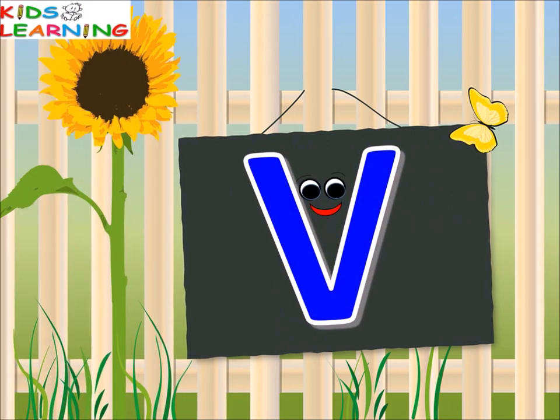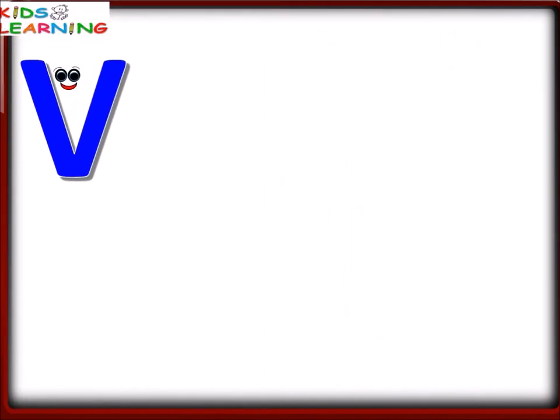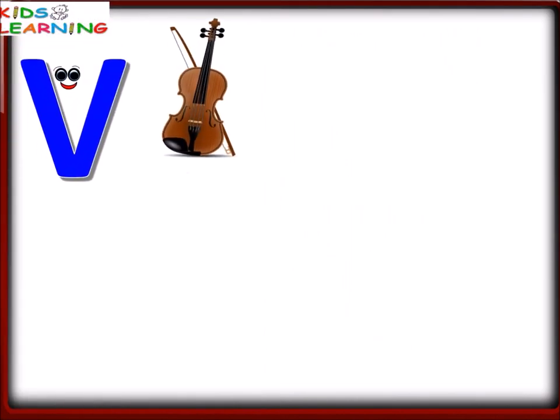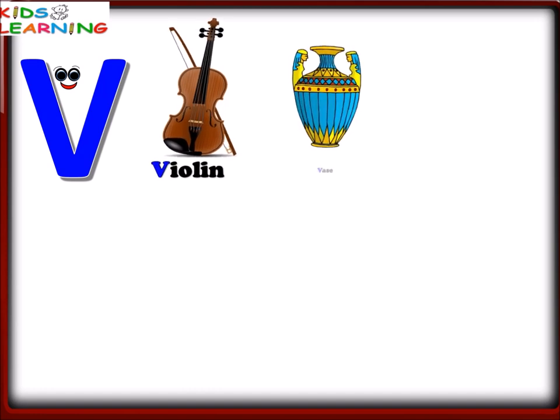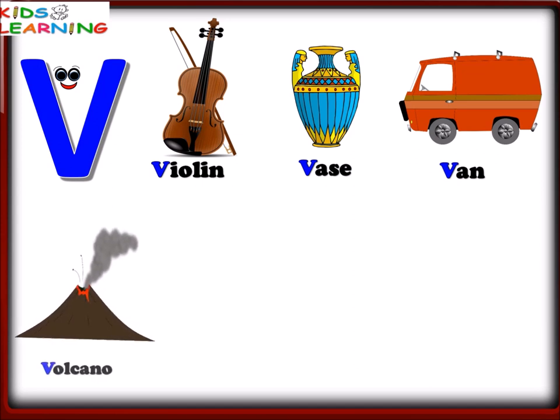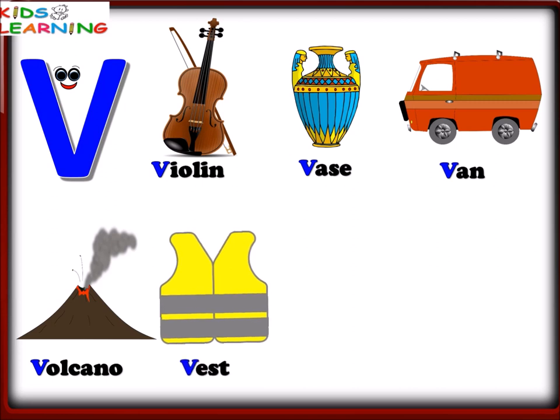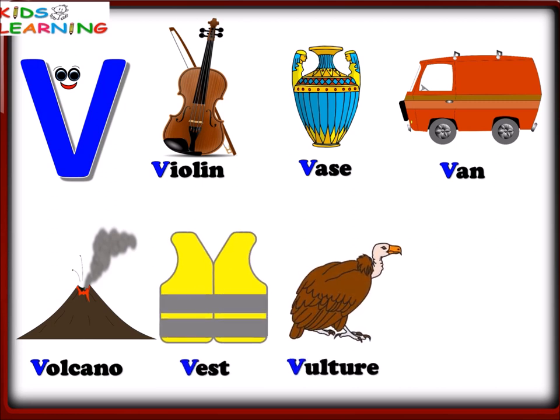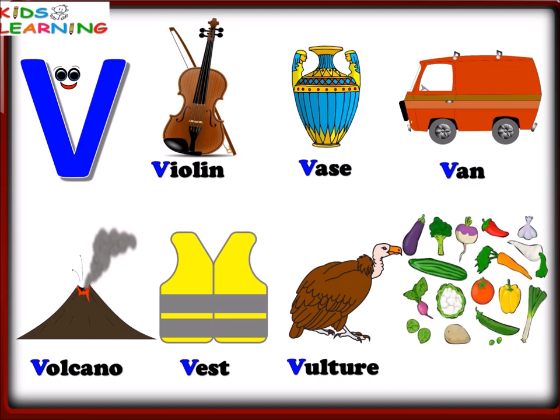V. V is for violin. Bus. Van. Volcano. West. Vulture. Vegetables.